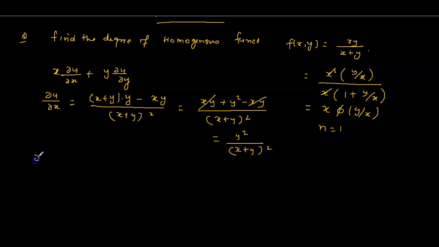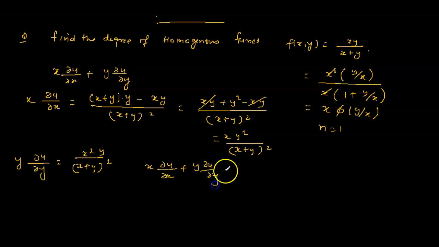Now del u by del y, here also u by v. So the same thing we get here, x square by x plus y whole square. So in this one you have to multiply with x. This will become xy square, and here y. So this becomes x square y. So for x into del u by del x plus y into del u by del y, we add these two here.